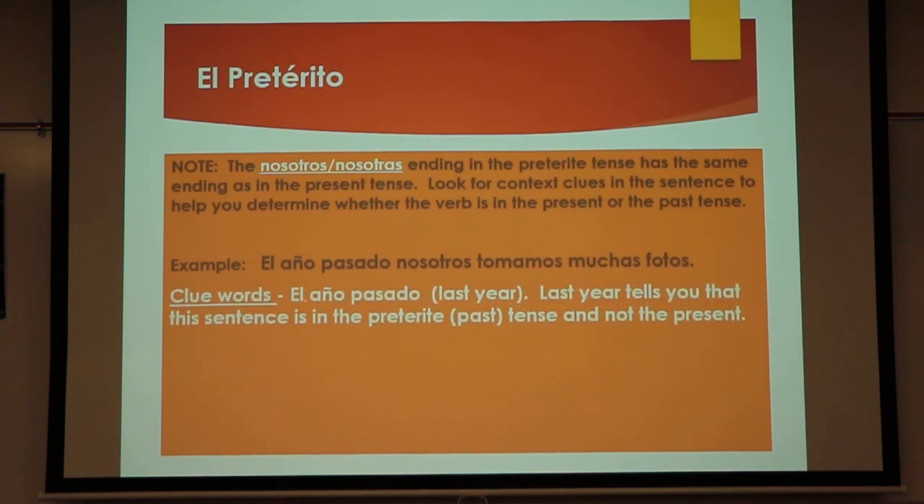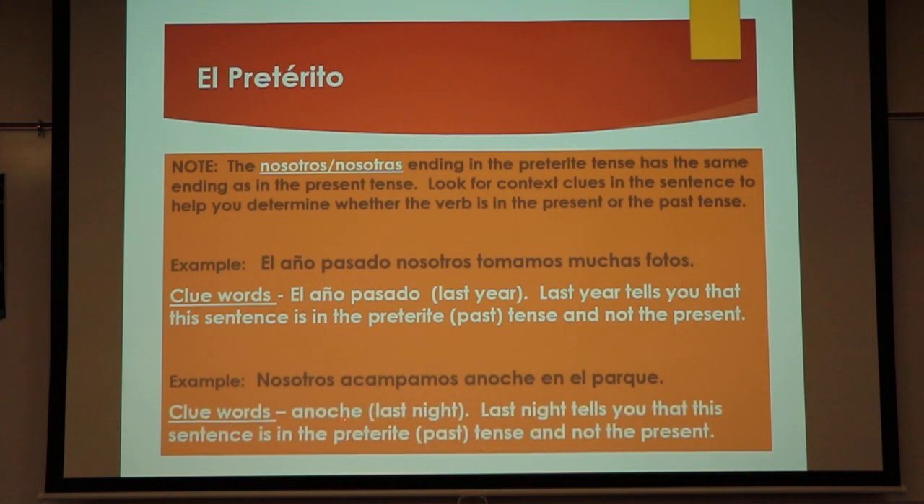So a couple clue words here. El año pasado, last year. Last year tells you that this sentence is in the preterite tense, not the present. Another example is: Nosotros acampamos anoche en el parque. Clue word here, anoche, last night. Last night tells you that this sentence is in the preterite tense and not the present. Every sentence in the preterite will have some type of context clues.